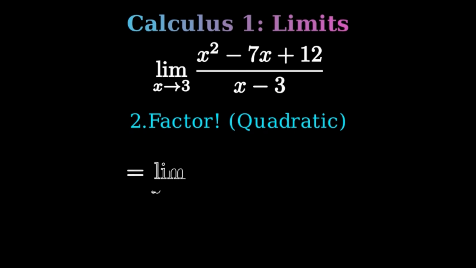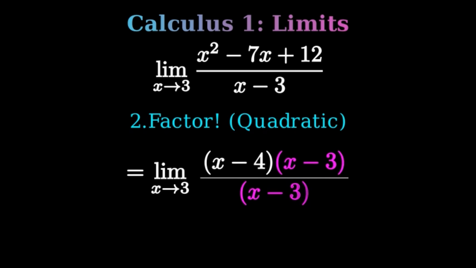Let's put an x and x, and what do we need? We need a minus and a minus, so x minus 4 times x minus 3 over x minus 3. Use your algebra eyes, and you can see those things in purple, they're going to cancel. So let's go ahead and cancel those two things out. After that, we'd be left with just x minus 4.